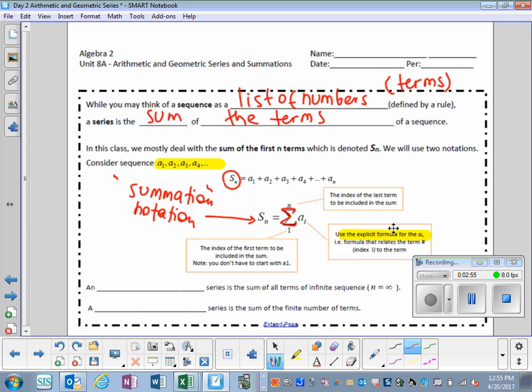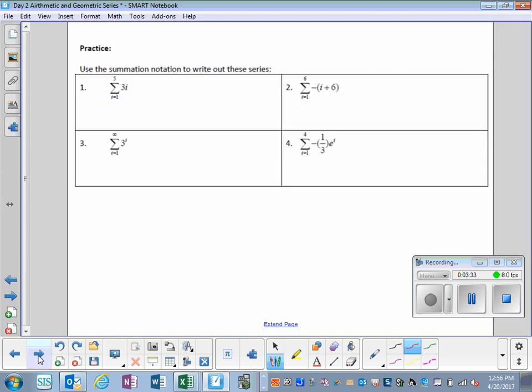The series that includes all the terms of an infinite sequence is called an infinite series. If you only want to include a finite number of terms of the sequence in the sum, we call this a finite series. Infinite series and finite series. Yes, the terminology is very similar to the terminology for sequences. Okay, so let's practice and hopefully it will get clear.